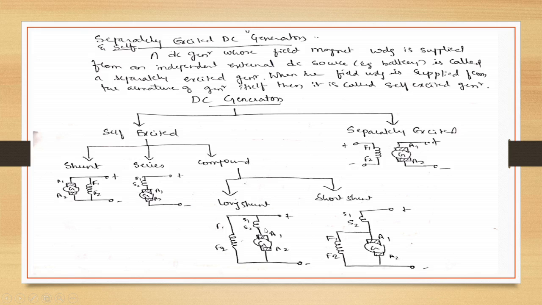Compound means both series and parallel connections will be there, and based on how series and parallel are connected to each other, they are classified as long shunt and short shunt. One more classification of compound is cumulative compound and differential compound. That we will see in later classes, of course. So, is it clear? Please note down these diagrams.